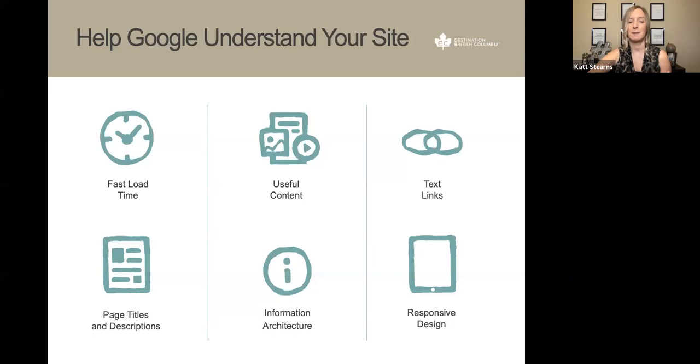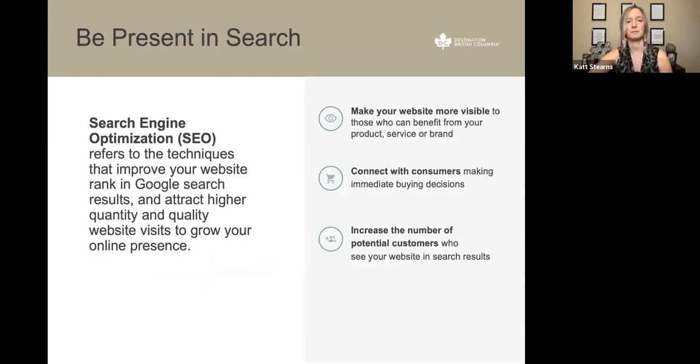So how your page is being laid out with titles, descriptions, images, headers, a number of additional information. It also looks at that information hierarchy of how your pages are being laid out, and it determines that higher up pages are probably going to be ranked higher than pages that are 5 or 6 pages deep. And then, as we talked about, really making sure that your website is responsive design.